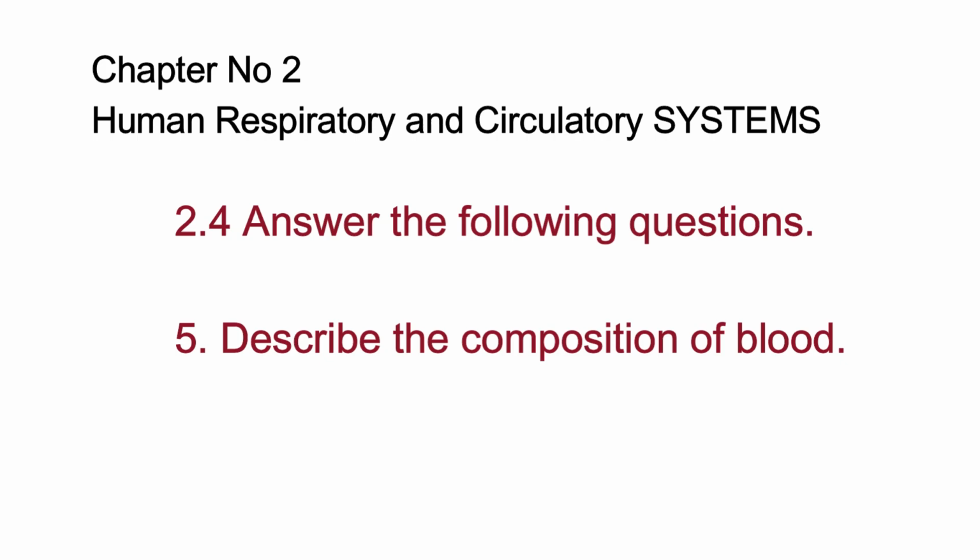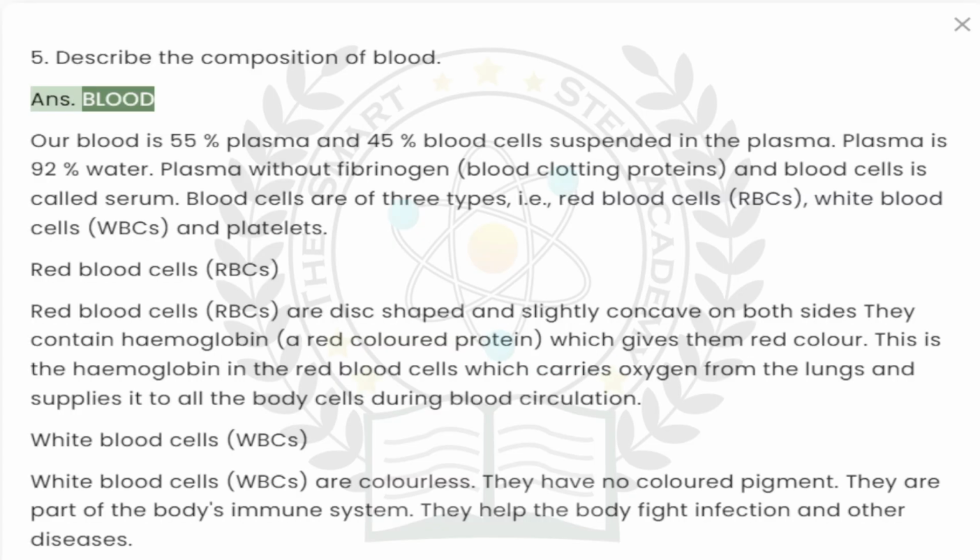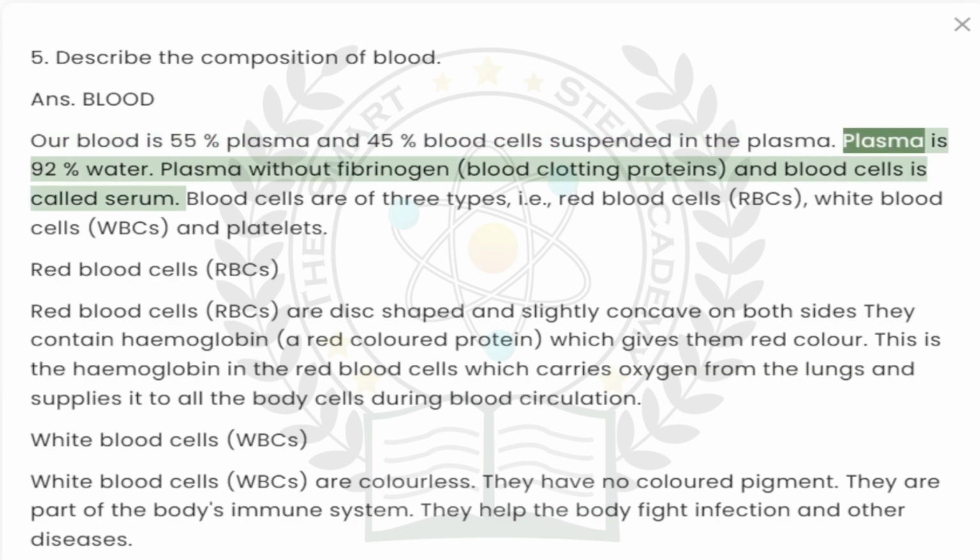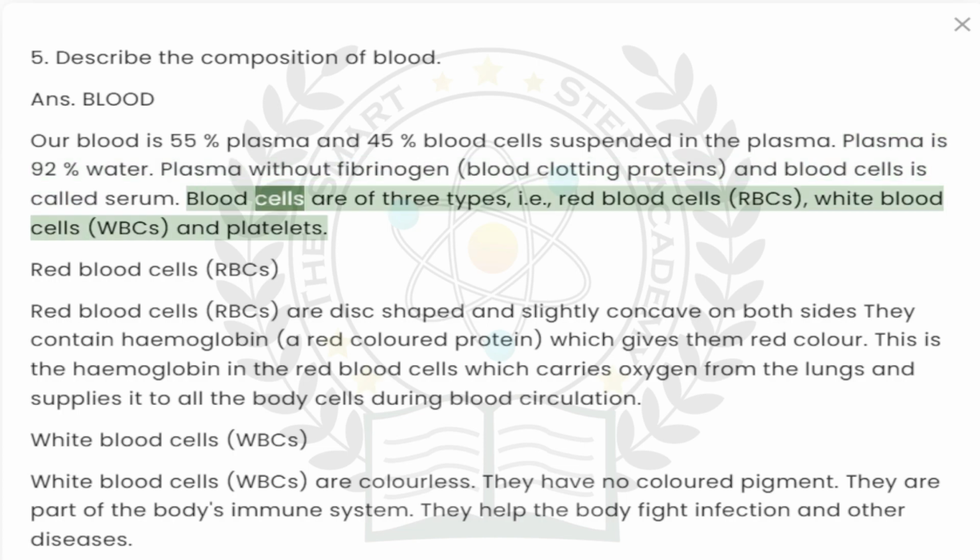5. Describe the composition of blood. ANS. Blood. Our blood is 55% plasma and 45% blood cells suspended in the plasma. Plasma is 92% water. Plasma without fibrinogen and blood cells is called serum. Blood cells are of 3 types, i.e., red blood cells, white blood cells, and platelets.